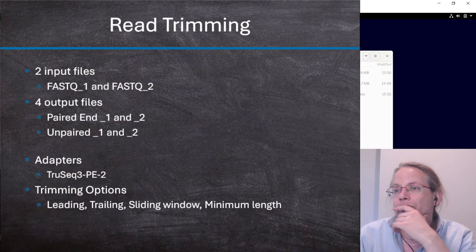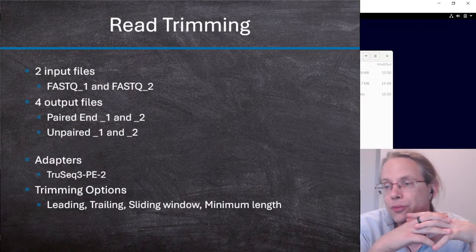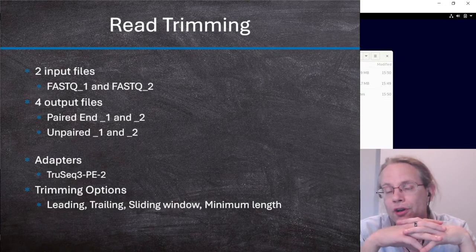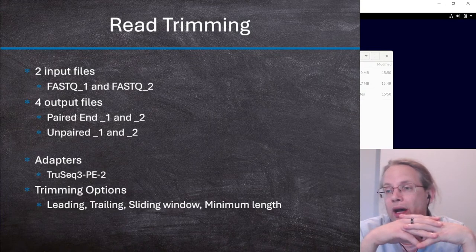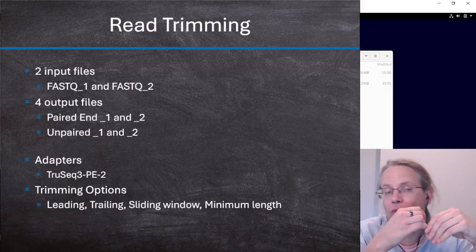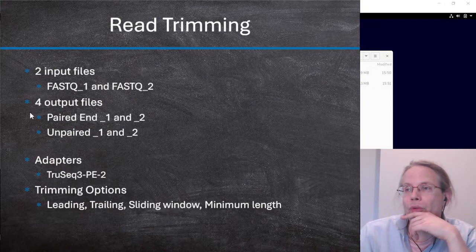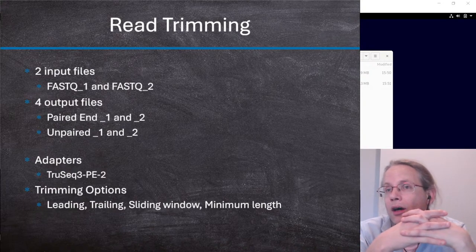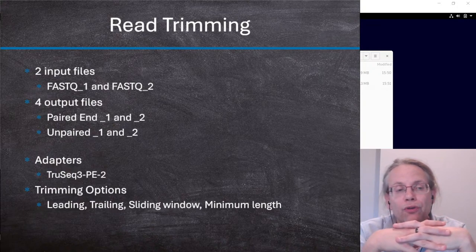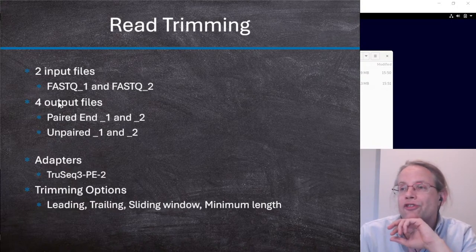Right, so the next step is going to be read trimming. We're downloading a whole bunch of reads, but these reads still have the adapters on them. There might also be reads which have very bad quality scores. So we want to get rid of those reads as well. Read trimming using Trimmomatic takes two input files if we do it paired end. So it takes the FASTQ _1 and the FASTQ _2. And then it generates 4 output files for us.